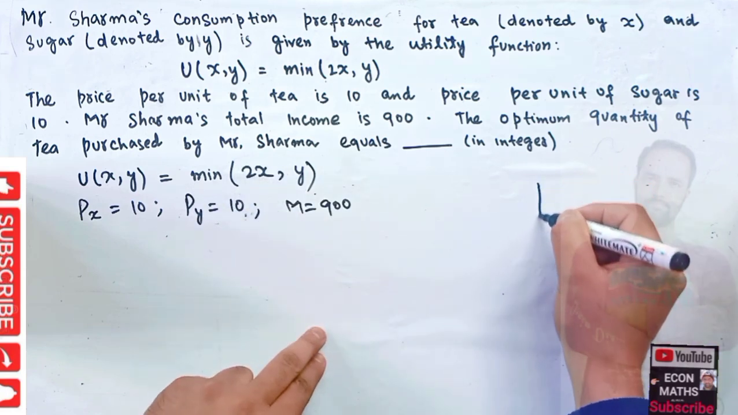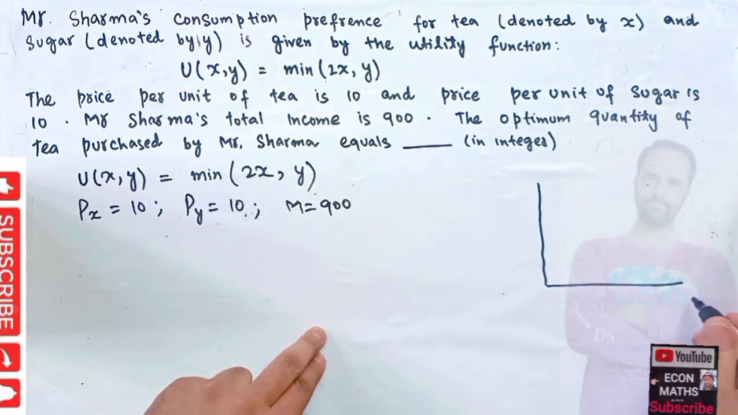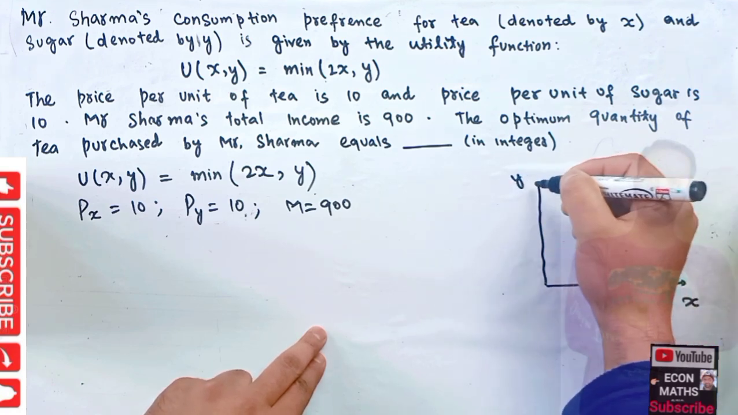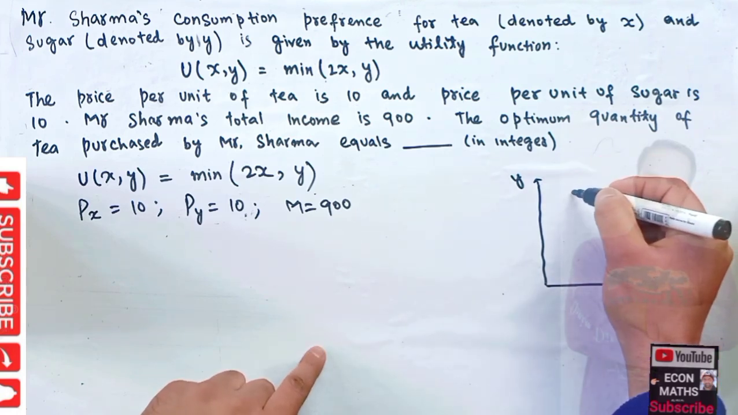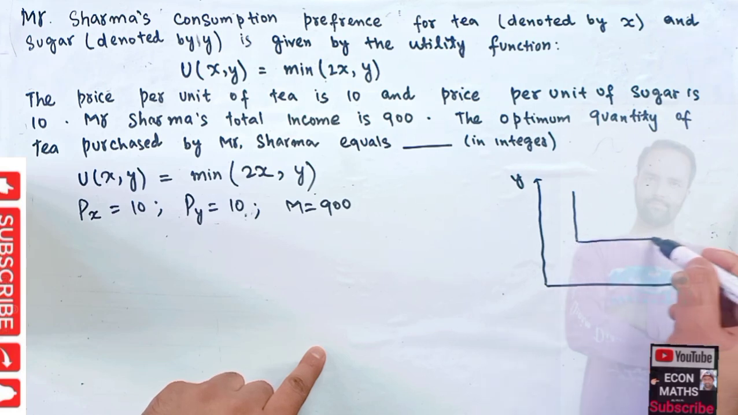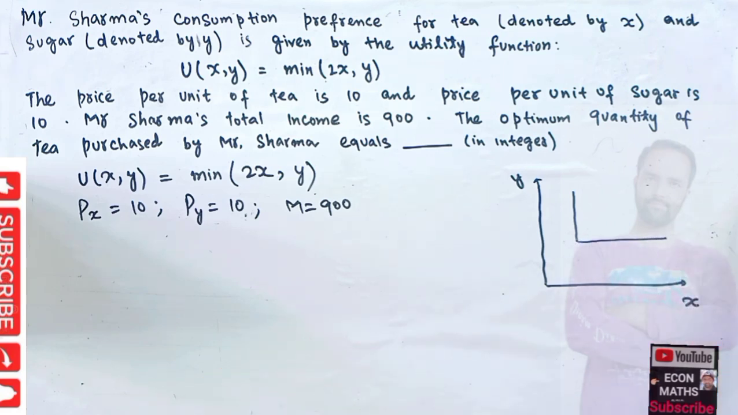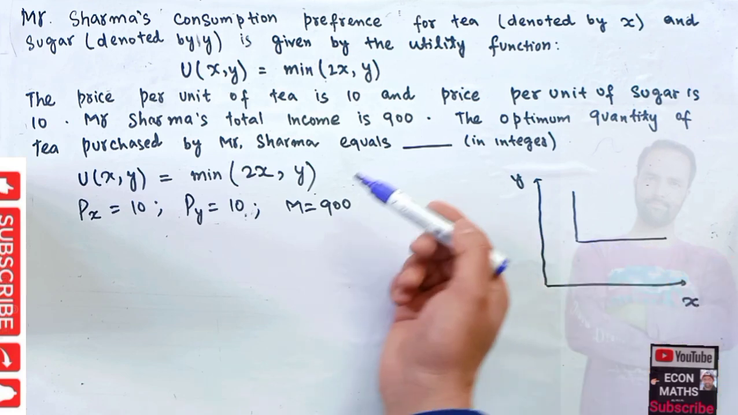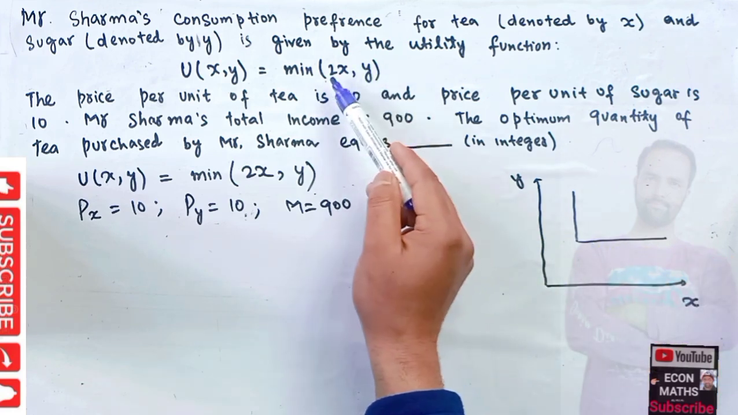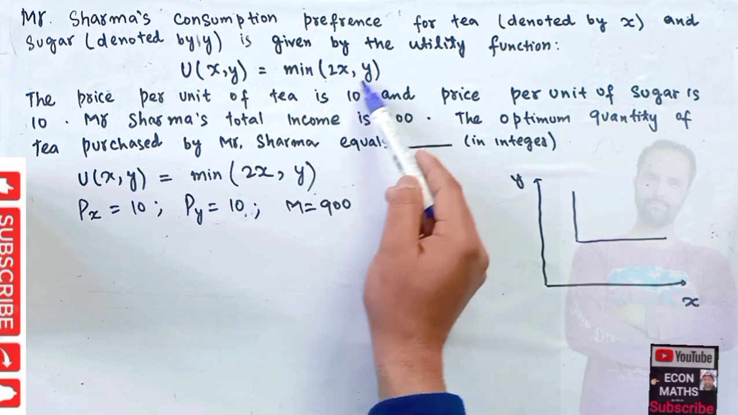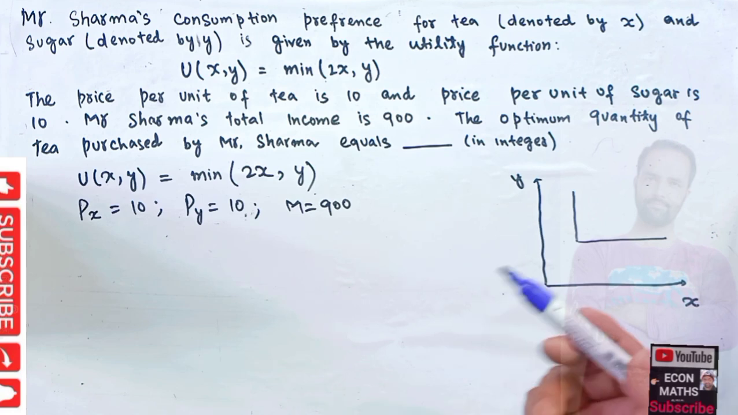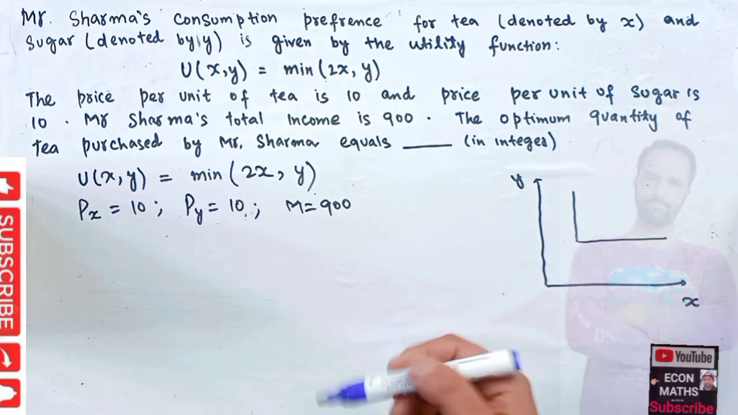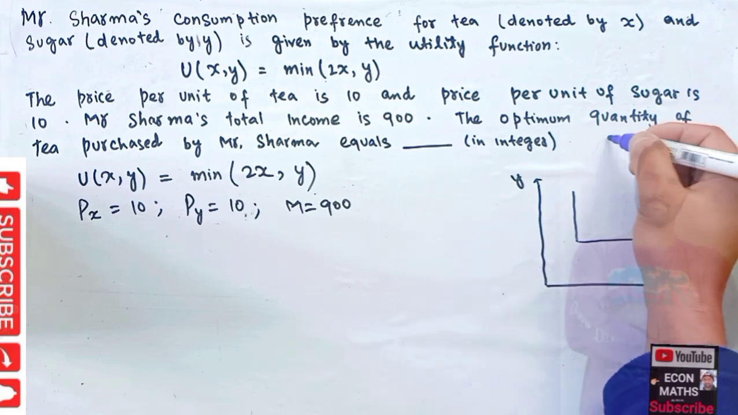That means our indifference curve will look like this. Let us denote x on this axis, that means tea, and y on this axis, which denotes sugar, and we need to find out the optimal level of tea. In this case our indifference curve will be L shaped. We just need to find the minimum of the two in the brackets. This is actually like the Leontief production function, where a consumer is consuming something in fixed proportions.